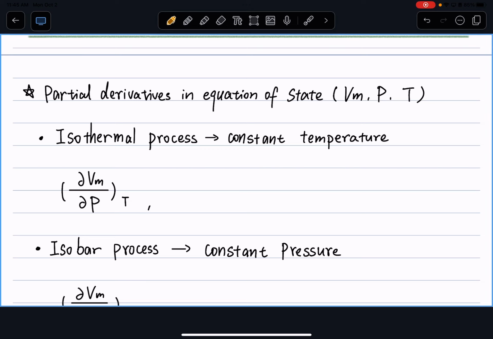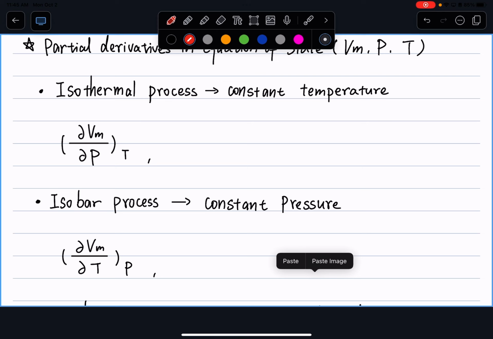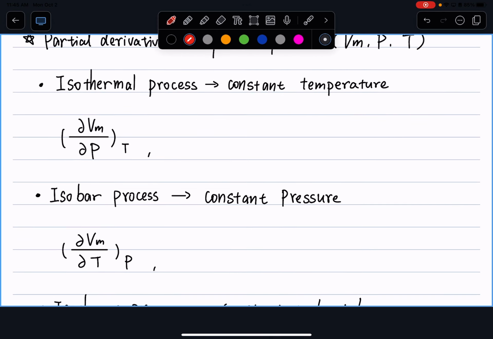The straightforward application here, I just want to quickly introduce the relationship between these macroscopic properties, volume, pressure, and temperature, using partial derivatives. Some of the terms we will be using are called isothermal, isobaric, or isochoric processes. What do these terms mean? Isothermal, judging by its name, just means this process takes place at constant temperature. If you go back to our partial derivative, Vm is a function of pressure and temperature, then at constant temperature, you can write out the partial derivative of your molar volume over pressure at constant temperature.